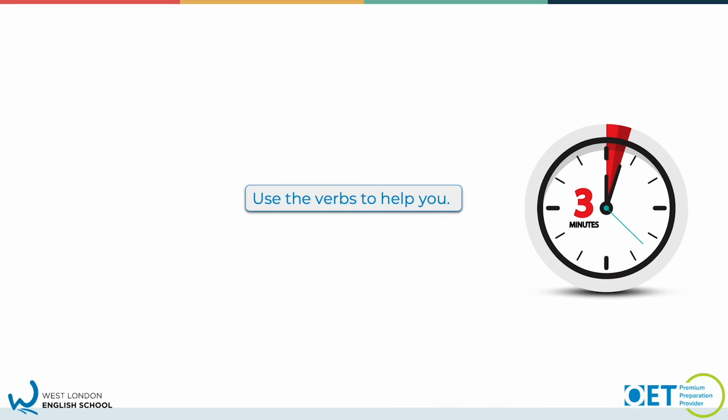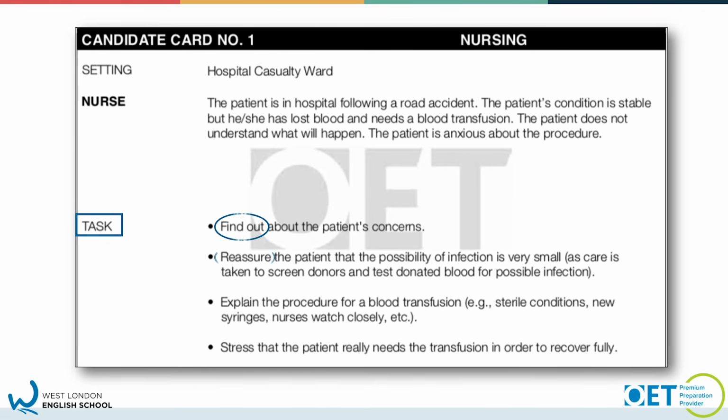So I've put here, use the verbs to help you. And you might remember on a card, the tasks all start with verbs, and these are the things that you're going to be doing during the 5-minute consultation. You're going to be finding out, reassuring, explaining, and you're going to stress something. You'll be emphasizing something. And if you think about how long you will spend on each task, there's a lot to think about here.